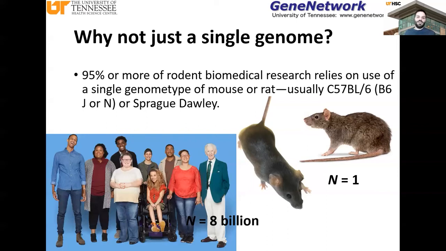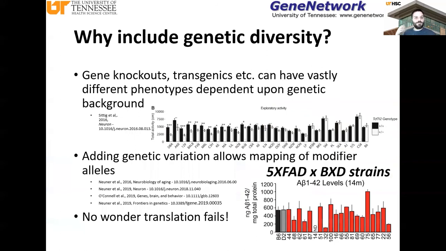We know that there's big differences even between B6J and B6N, and they are strange. They're a single genome, they're inbred. So how do we assume that it's relevant to all humanity? And we have good evidence of why we need to include genetic diversity. So even with things like gene knockouts, transgenics, genetic background can have a huge effect on the phenotype.